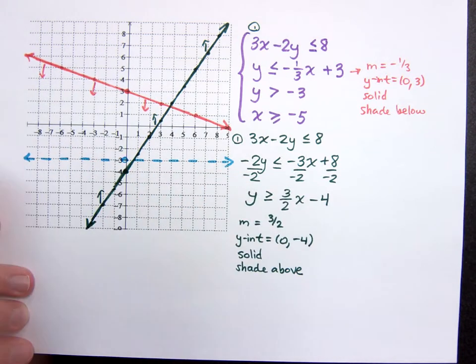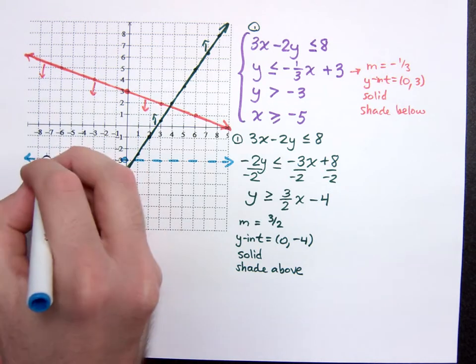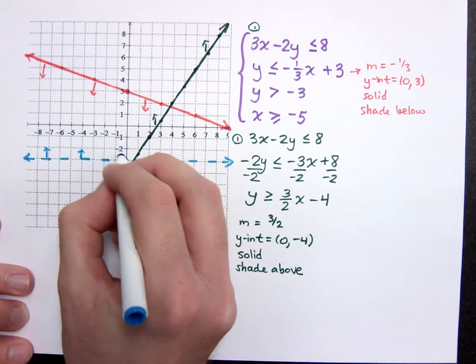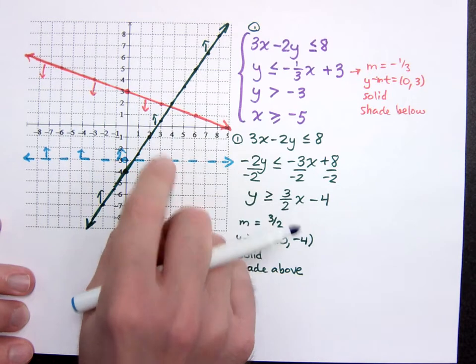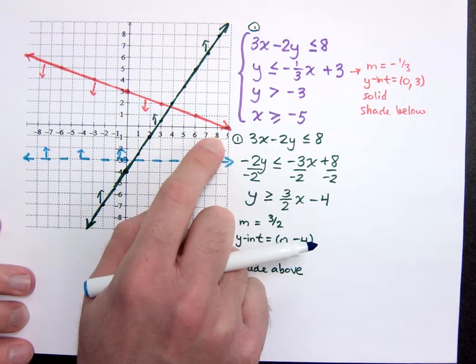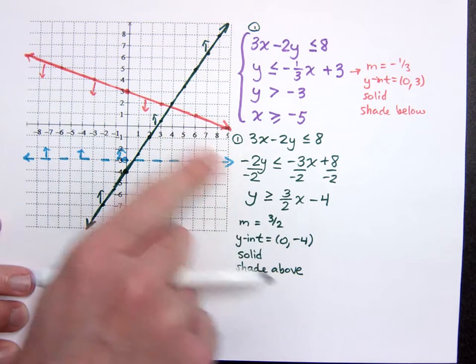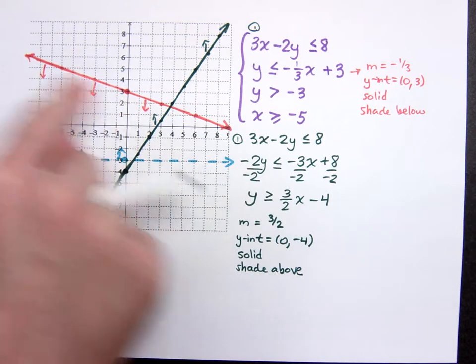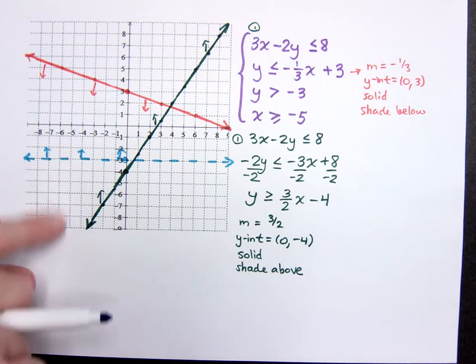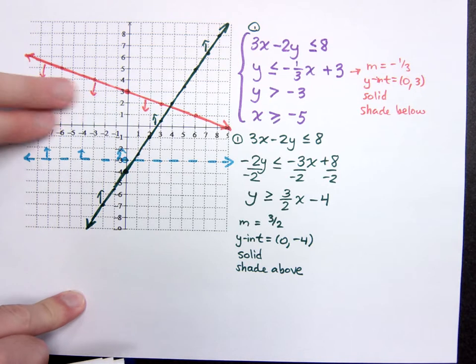And which way would I shade on this one? I'm going to shade above, so I would be right here. Now I'm not putting arrows up on this side because I basically blocked that off. I know I'm not going to be over here. I already had to be in this little section right here, and now I made it even more restricted, so I have to be somewhere right here.